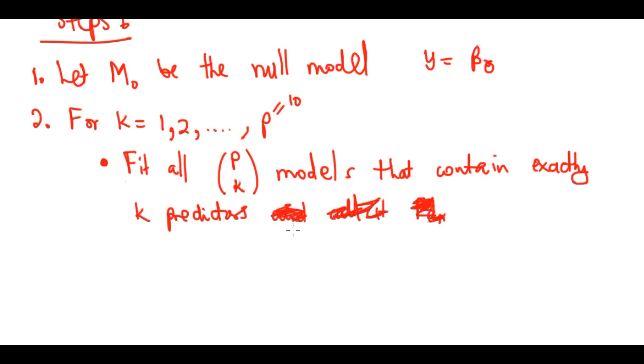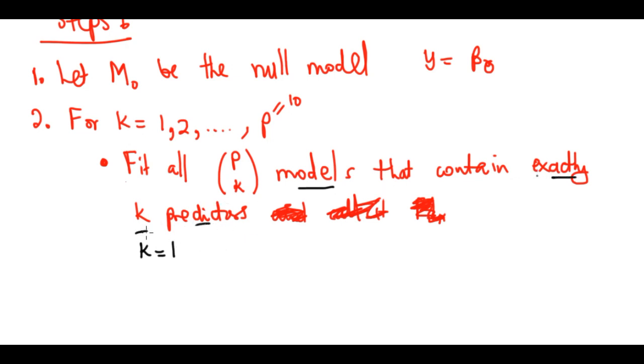That is k predictors. What does that statement mean? Let's discuss what that statement means. This is like a for loop. It starts with 1, does the steps, goes to 2, does these steps that we're going to discuss, and then 3, 4, 5, and so on. So let's start with k equal to 1. When k equals 1, we are going to fit all models that contain exactly k predictors.